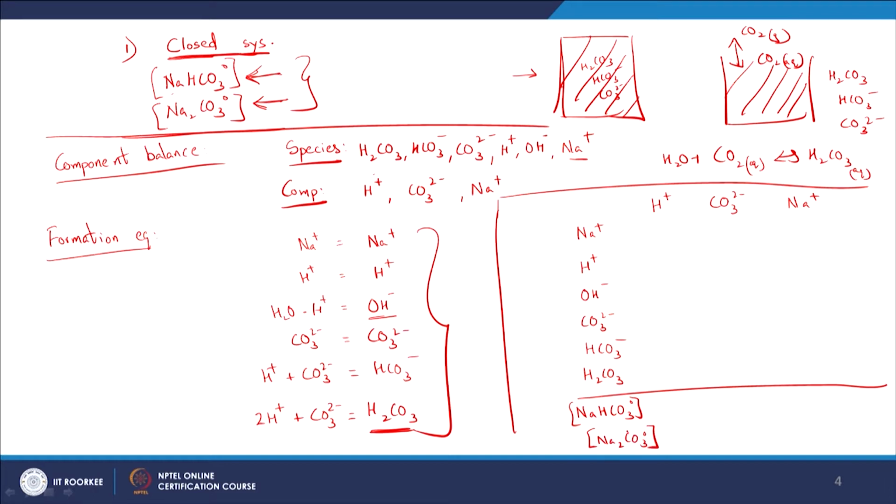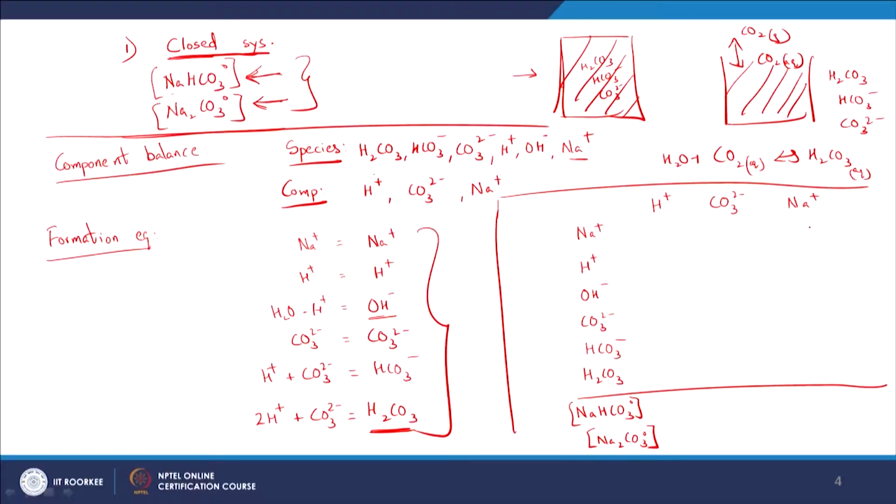So, again we have a closed system. You are adding NaHCO3 and Na2CO3 initially, and both those compounds are going to dissolve, and then they are going to form new species which we just listed, right. And then here we are trying to predict the concentration at equilibrium, right.